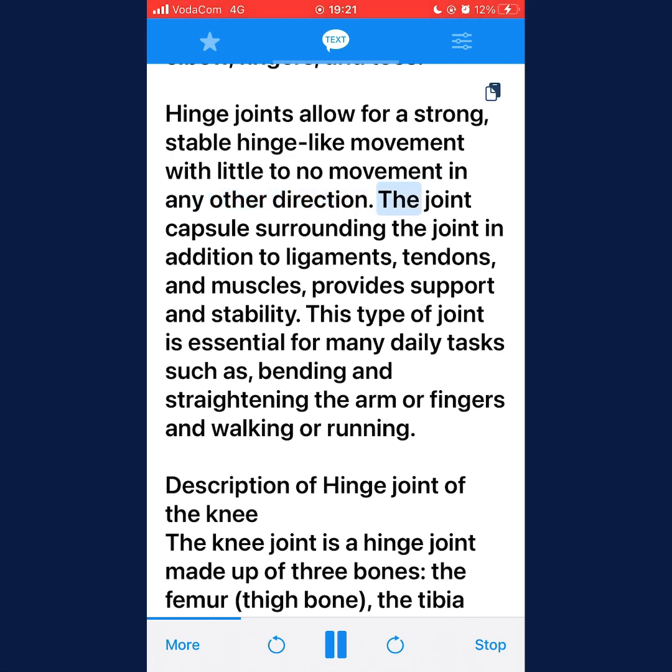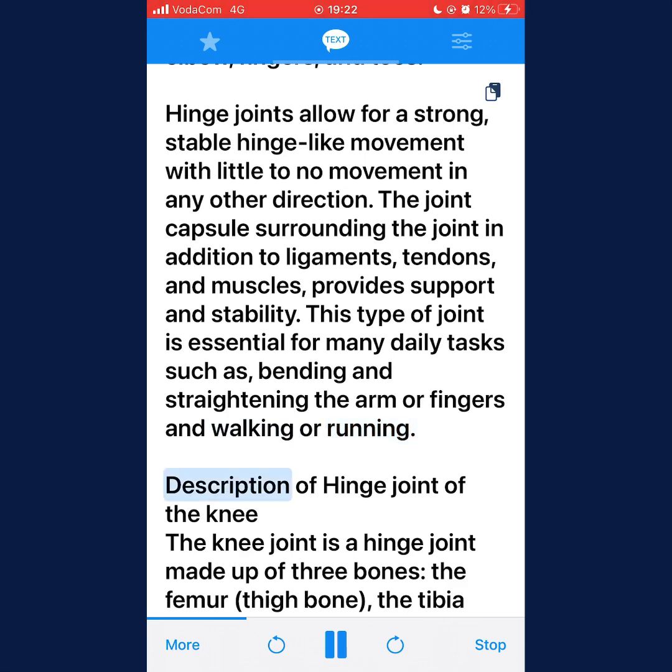The joint capsule surrounding the joint, in addition to ligaments, tendons, and muscles, provides support and stability. This type of joint is essential for many daily tasks such as bending and straightening the arm or fingers and walking or running.